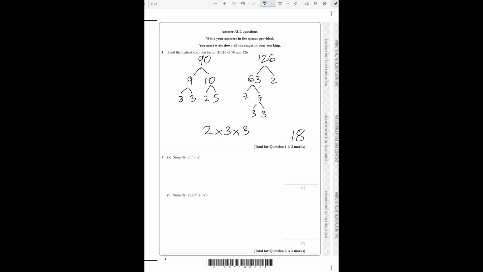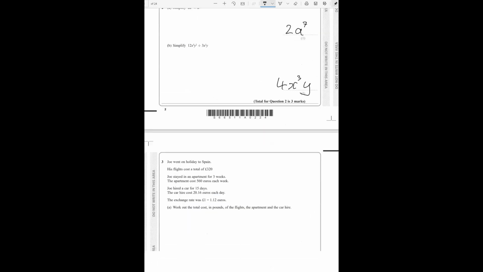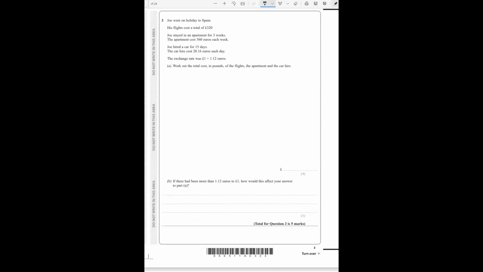Right, simplify. 2a cubed times a to the 4, so that's 2a to the 7. Now some division, so just take it a step at a time. 12 divided by 3 gives you 4. x to the power of 5 divided by x squared, you take away the powers, so that's x cubed, and y. 4x cubed y.